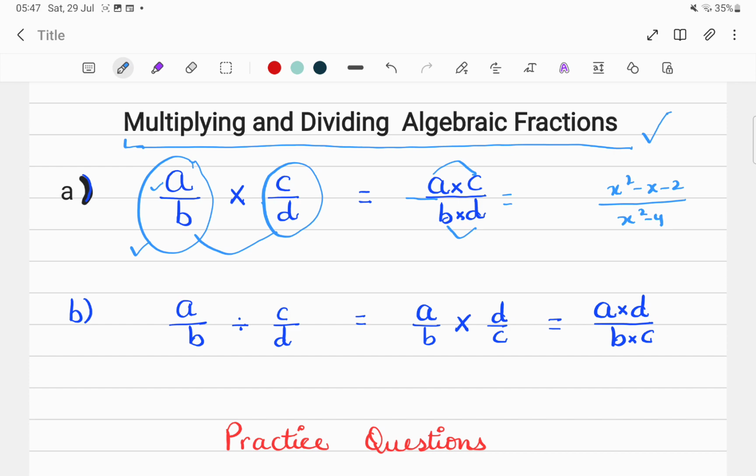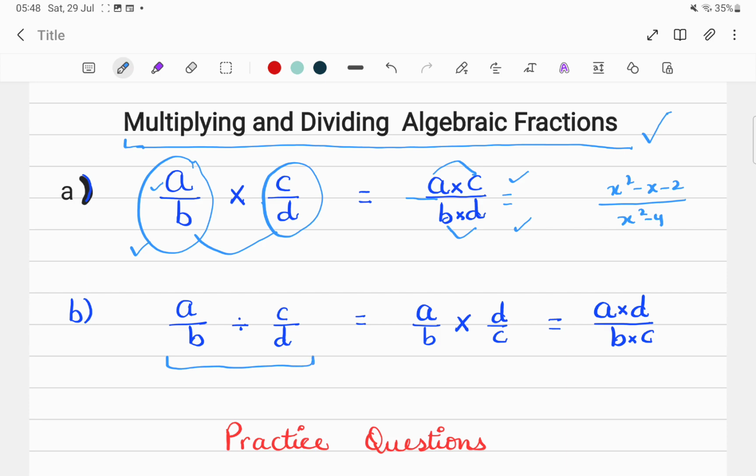After that we have to simplify the fraction. When we multiply, some of the factors will be cancelled out. We can factorize the numerator and denominator, and then we can cancel some of the factors in the numerator and denominator. Then comes the question of dividing algebraic fractions.